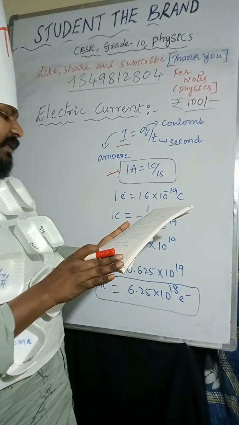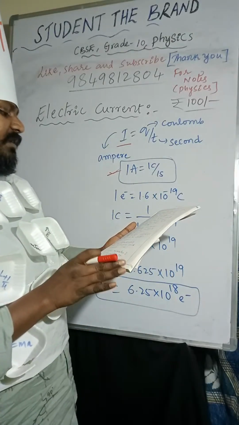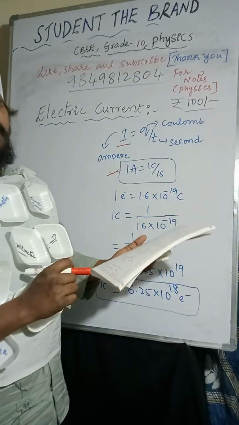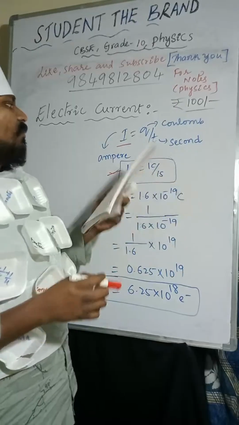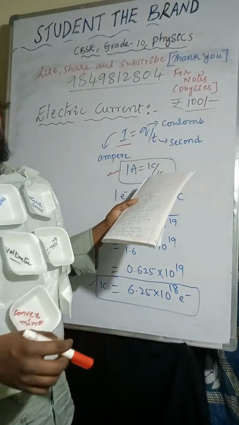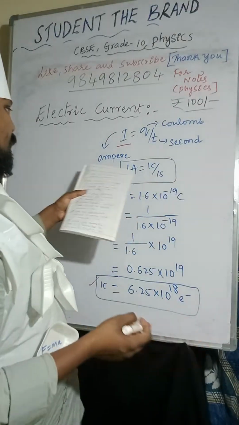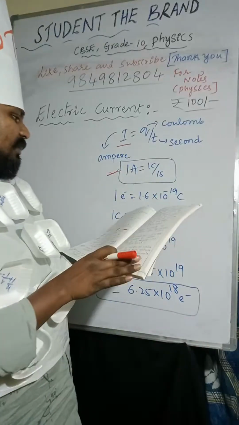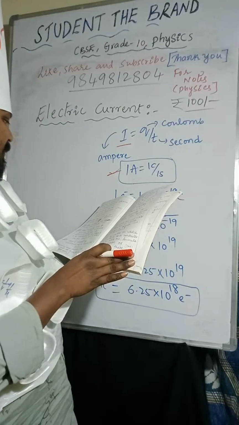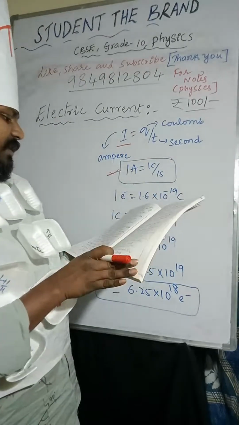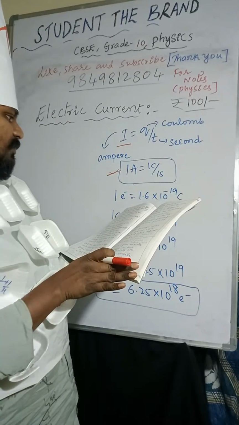State the relationship between 1 ampere and 1 coulomb. 1 ampere is equal to 1 coulomb of charge flowing per second. So that is about the next one. Related to this, we will discuss a few more questions.